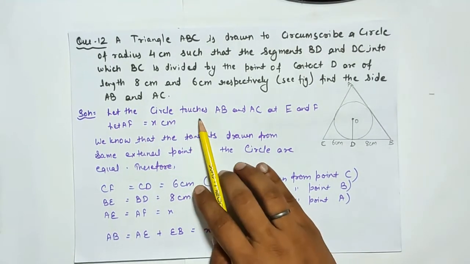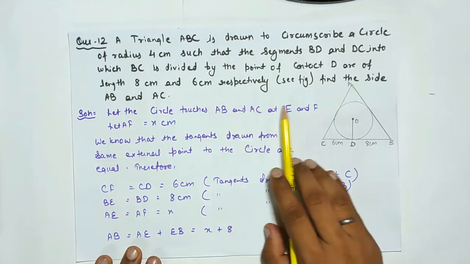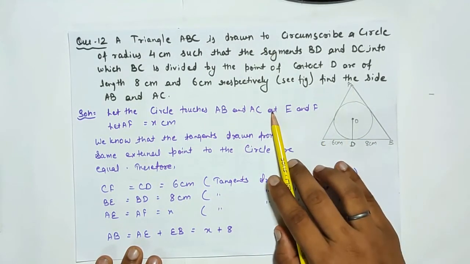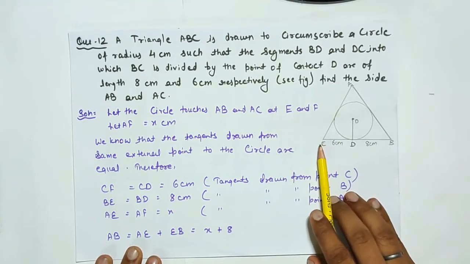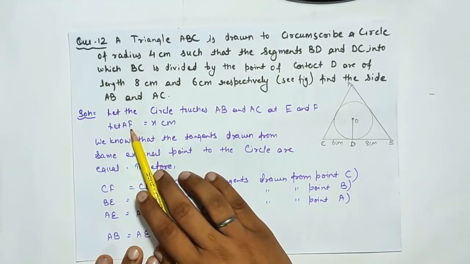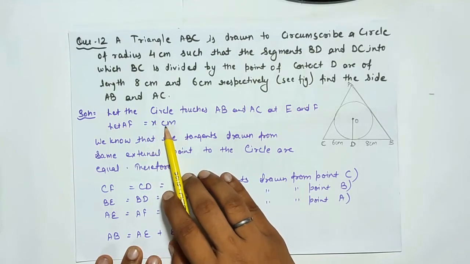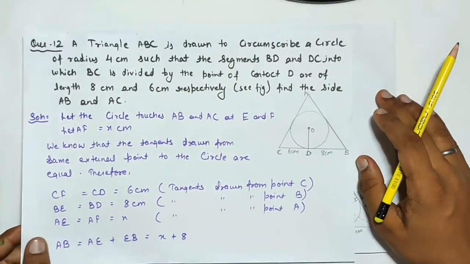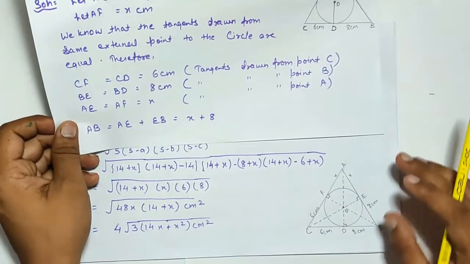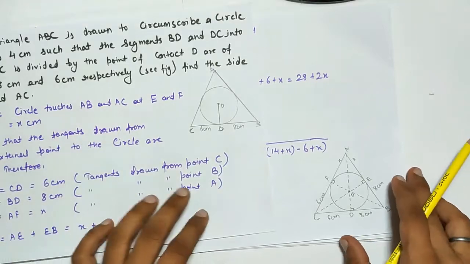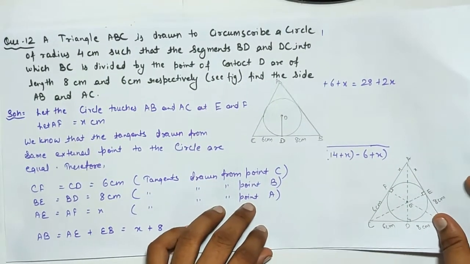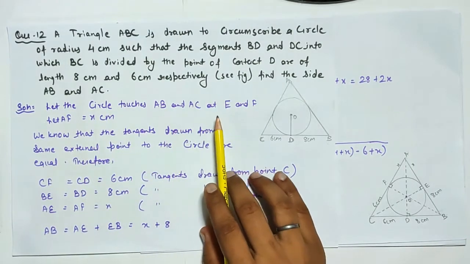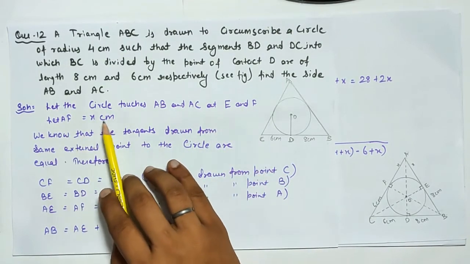Let the circle touch AB and AC at E and F, and let AF be equal to x centimeter. Now we have to see the figure for this. I'll turn the page like this. Now it is visible. So let the circle touch AB and AC at E and F. Let AF be equal to x centimeter.